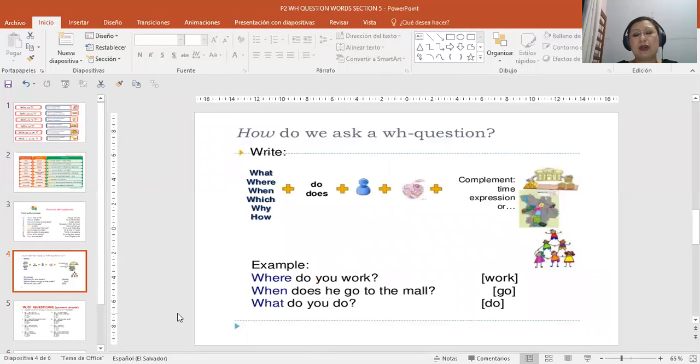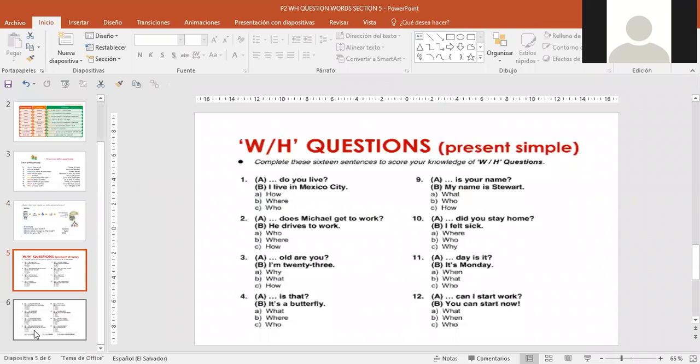Ok, so what about the structure? ¿Qué hay de la estructura? Tenemos las WH words, what, where, when, which, why, and how, plus do o does. Recordemos que does lo utilizamos como un auxiliar cuando hacemos questions for third person or negative sentences for third person. And third person is he, she, it. Okay? And then we have a complement. That time or expression. For example, where do you work? ¿A dónde trabajas? When does he go to the mall? ¿Cuándo va ella al mall, verdad? O al centro comercial. What do you do? ¿Qué haces?